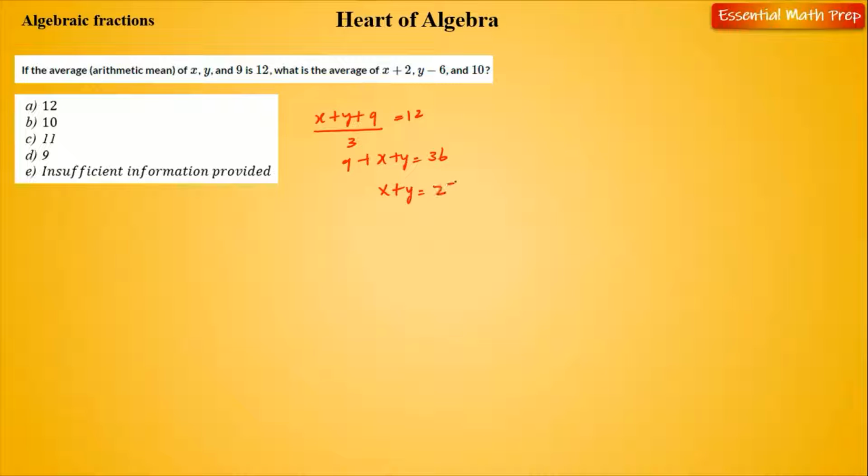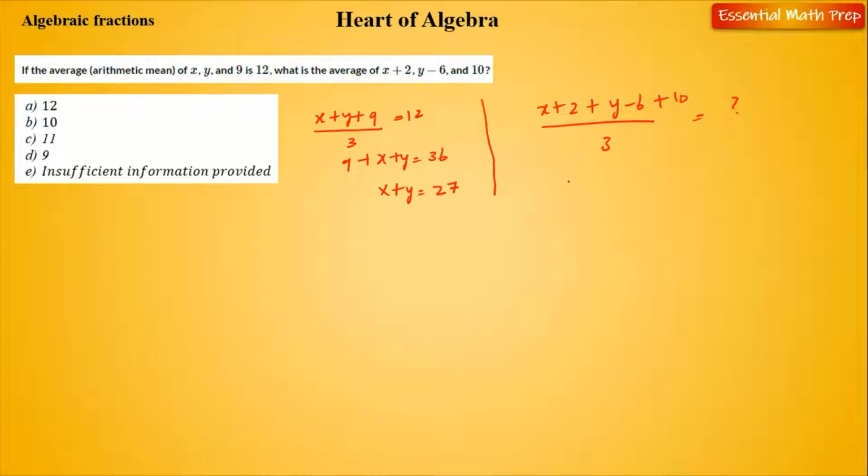27. Well, we can't proceed any further. At this point, we have to stop this right here. And let's go to the second part of the problem. It's asking you for x plus 2 plus y minus 6 plus 10 over 3 equals what, right?